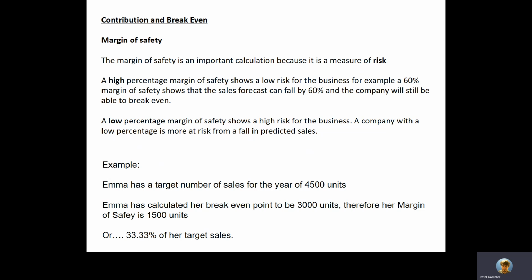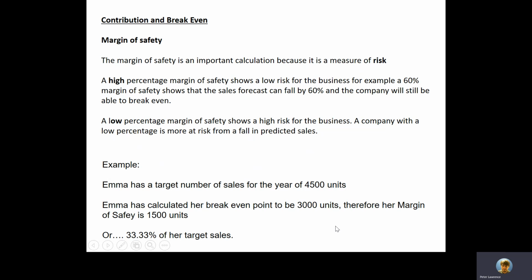So margin of safety is an important calculation because it measures risk. A high percentage of margin of safety shows a low risk for the business. So, for example, a 60% margin of safety shows that sales forecasts can fall by 60% and the company will still be able to break even. A low percentage margin of safety shows a high risk for the business. So you don't want your sales to drop too much, otherwise you'll fall below break even, and that means you are making a loss.